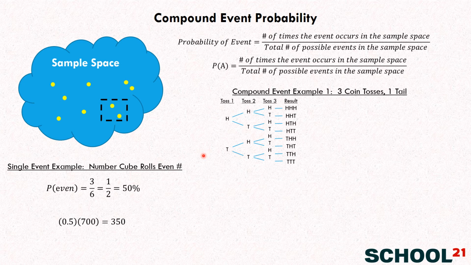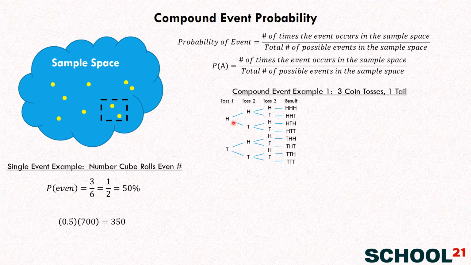I've done it here. And what I've done is I've said, okay, the first time I toss that coin, it can be heads or tails. Then there's the second time. If I get heads the first time, the second one could be heads or it could be tails. If I get tails the first time, the second one could be heads or tails. And then I'm going to toss it a third time. And then each time it can be heads or tails all the way down.